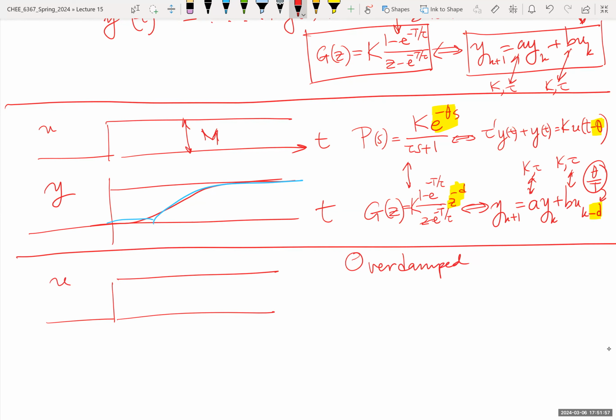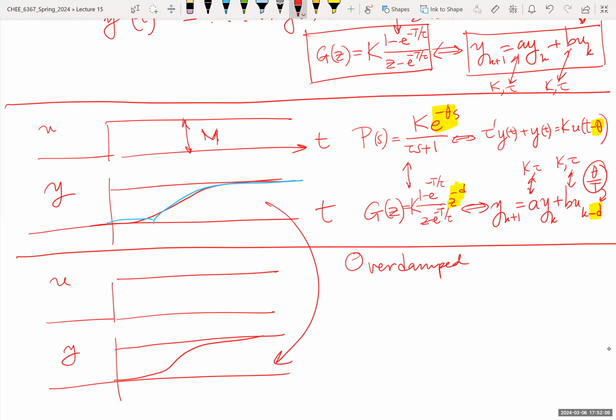So you make a step change to U, you have the response to be something like this, a second order response, which is a curve that has an inflection point. How do you approximate this? Well, use this. There's not much more to be said here.